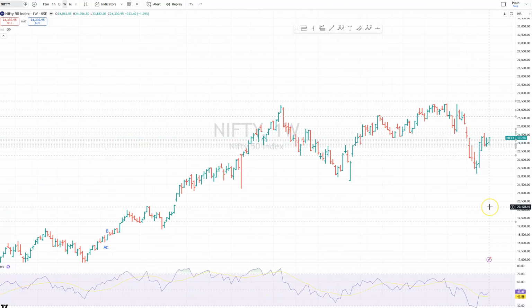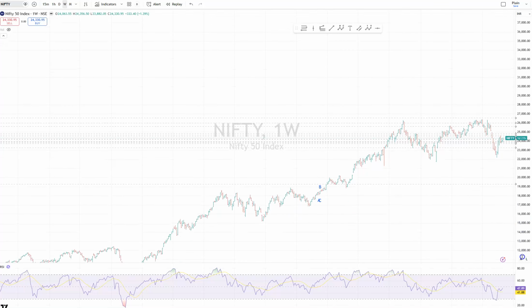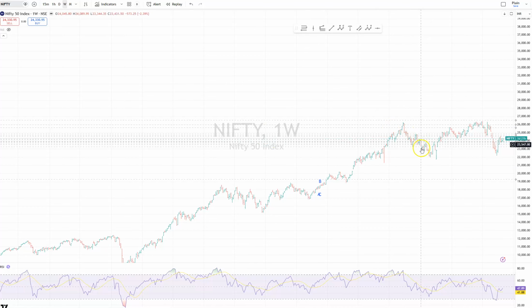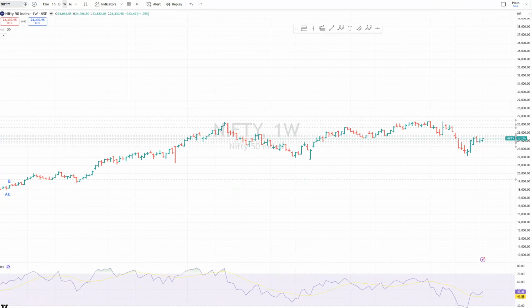Now, if this is an ABC flat, then this whole structure is a corrective structure which corrected all of this rise, right? And we need not go into the details of what wave it is because that is immaterial. What is material right now is that this looks like a corrective structure, and we have to look at the evidence that this structure is finished. And if this structure is finished, we are in for some good times. Okay? So let us look at the daily chart.